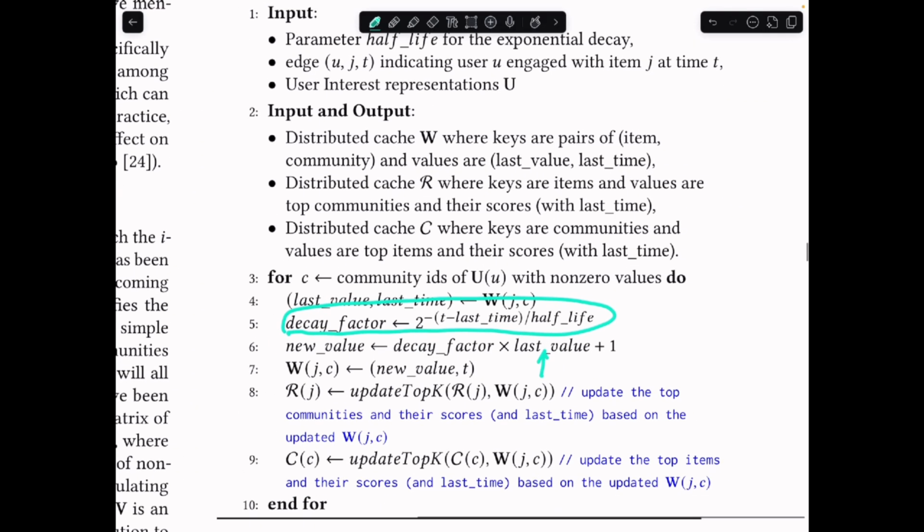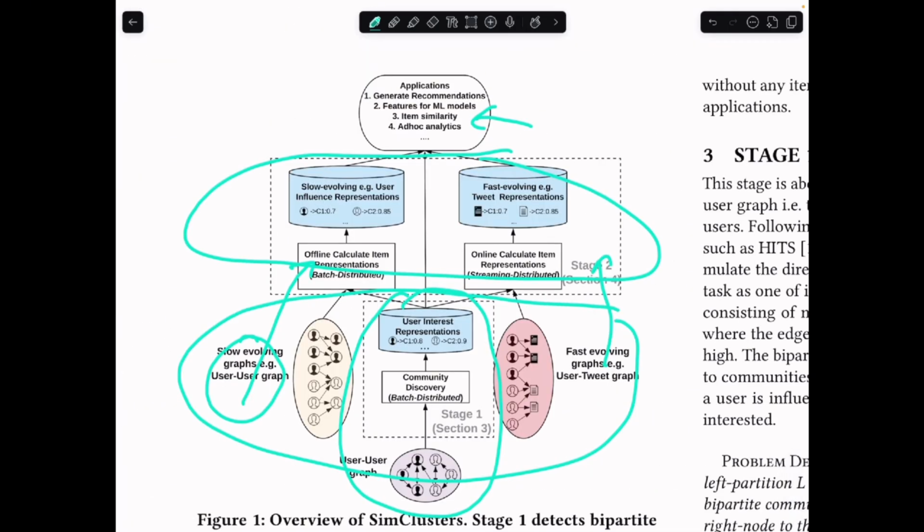This way, they are able to leverage the user embeddings to represent the item embeddings. As we just talked about, user embeddings change slowly, but item embeddings can change really fast. So back to this figure, stage one can be done in a batch job, but stage two you can do in a streaming fashion because of the business need.